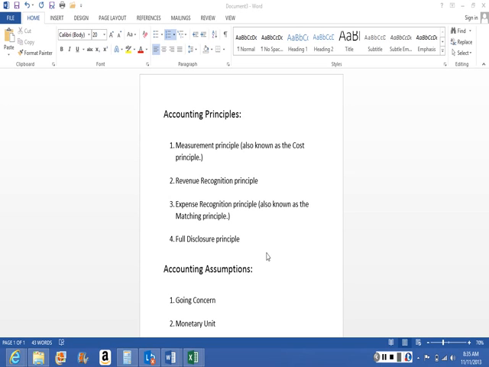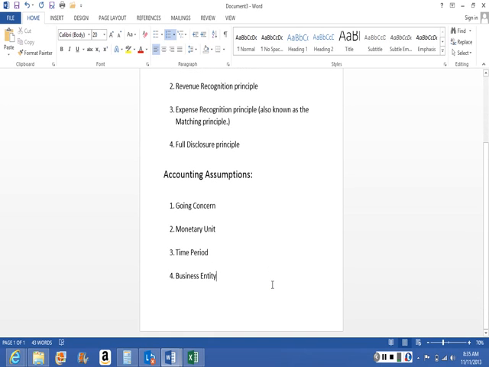Now, the assumptions in accounting. There are four of them. The first one, going concern. This assumption is that we make an assumption about the business that it will continue into the future, meaning it's not going to close its doors tomorrow. We make the assumption it will continue for a very long time into the future.